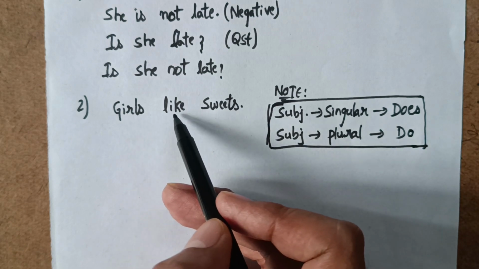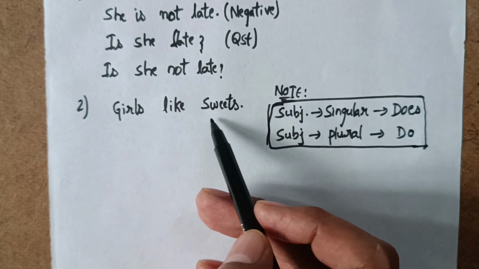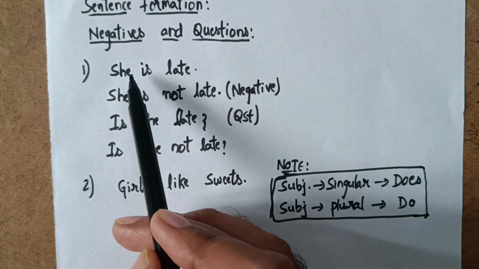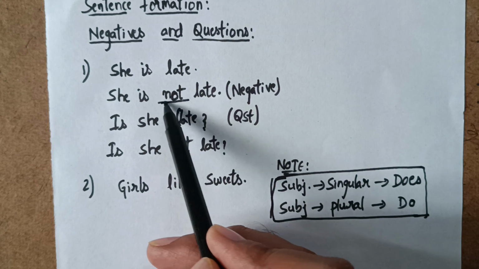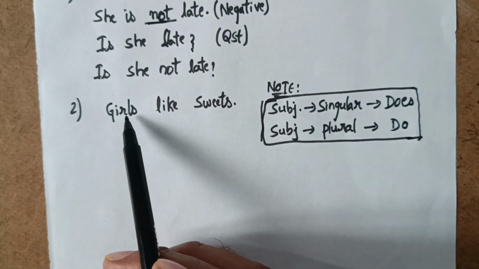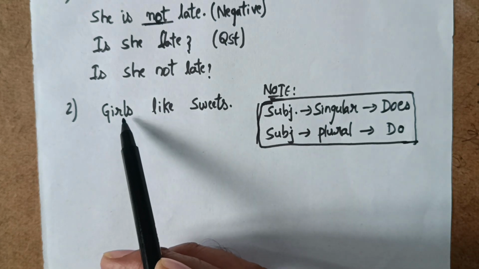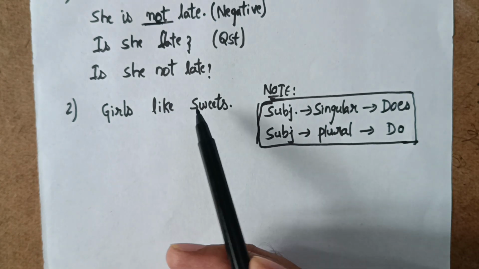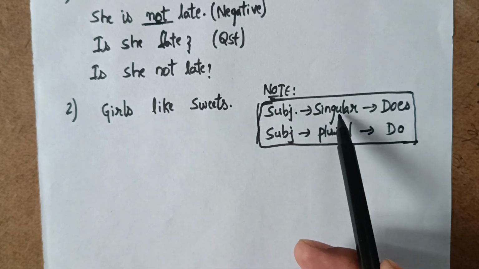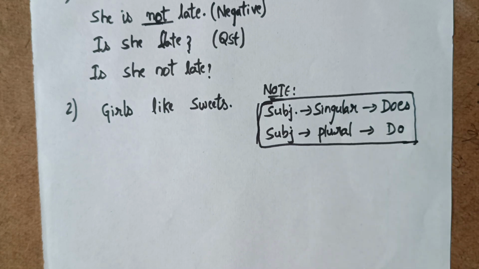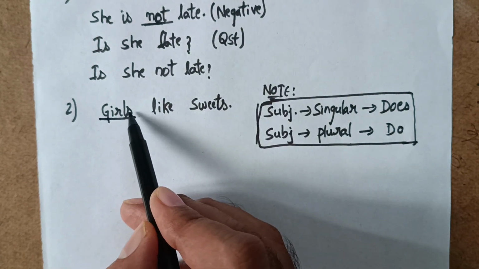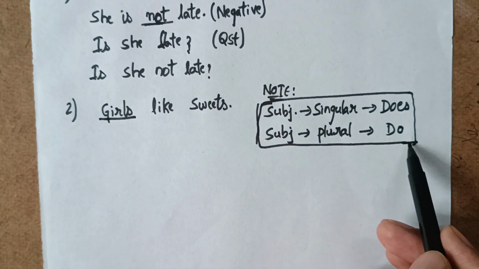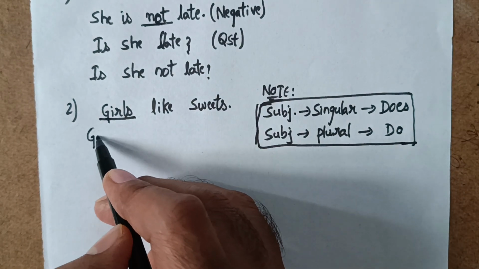Girls like sweets means directly I cannot convert this into negative like this. Here, she is late, to convert this statement into negative, I am adding not: she is not late. Now I cannot do this for girls like sweets, because I cannot say girls not like sweets. So I need to take the help of this note. If subject is singular, I need to add does. If subject is plural, I need to add do. Here subject is girls. Girls means plural. I need to take the help of do.